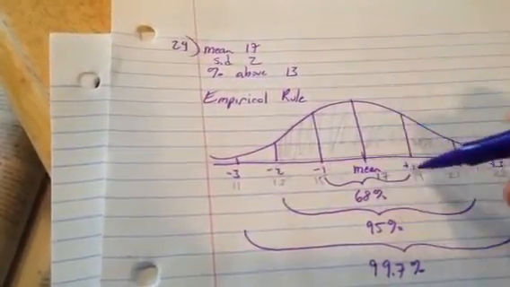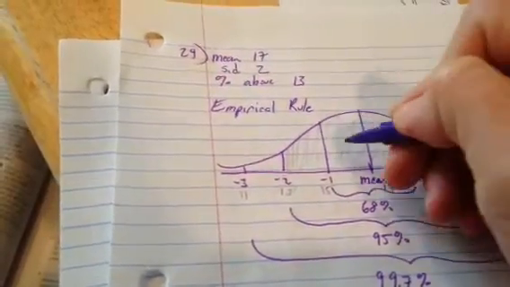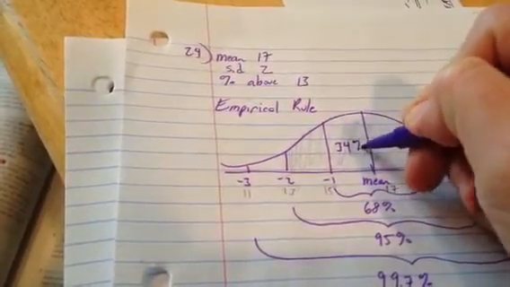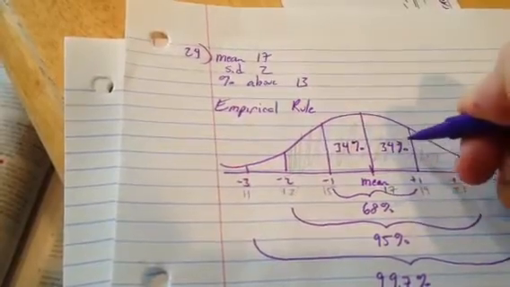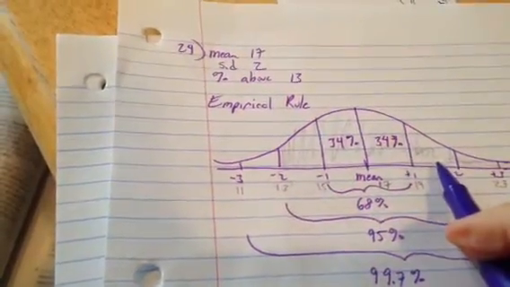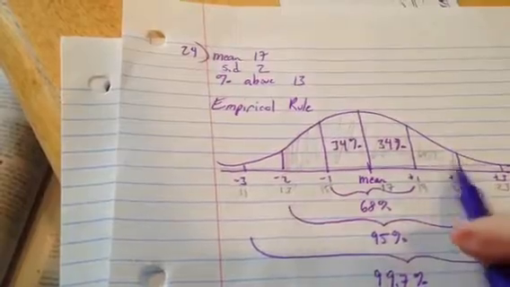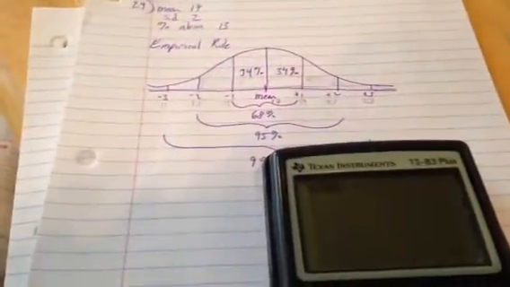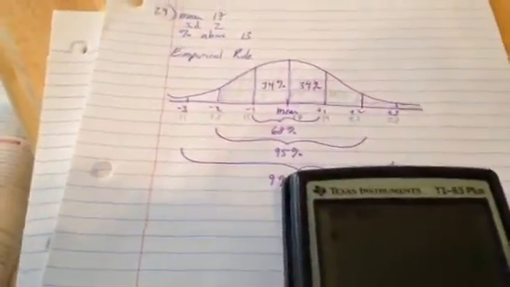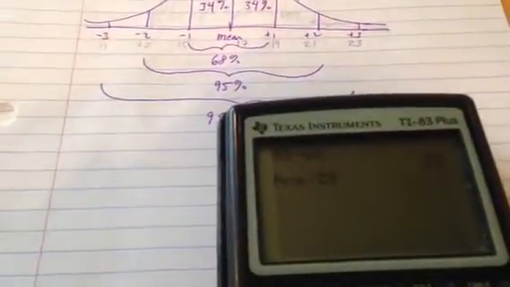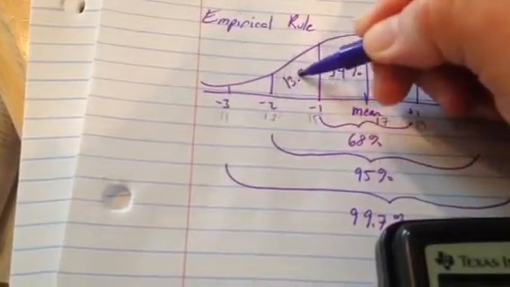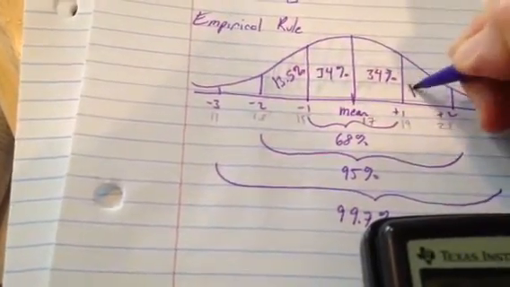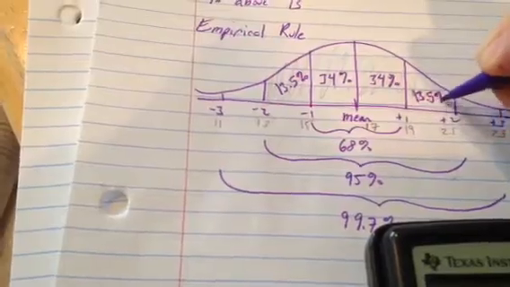So if 68% fall within one standard deviation, that means there's 34% on either side here. Now to figure out these guys, 95% are within the total, and then if I just do 95 minus the 68 that I already know, take that and divide it by 2, there's 13.5% in each one of these. So 13.5% there, 13.5% there.